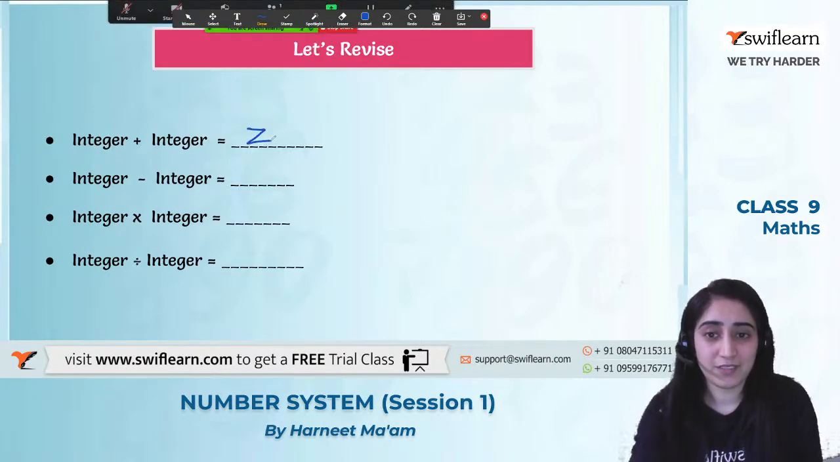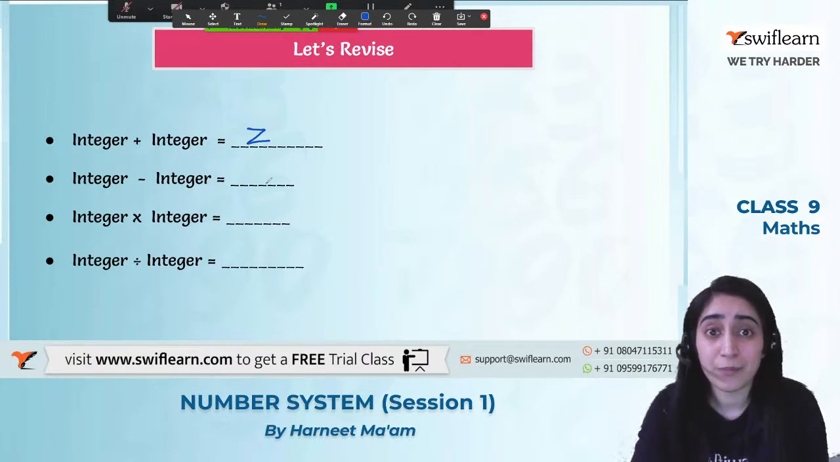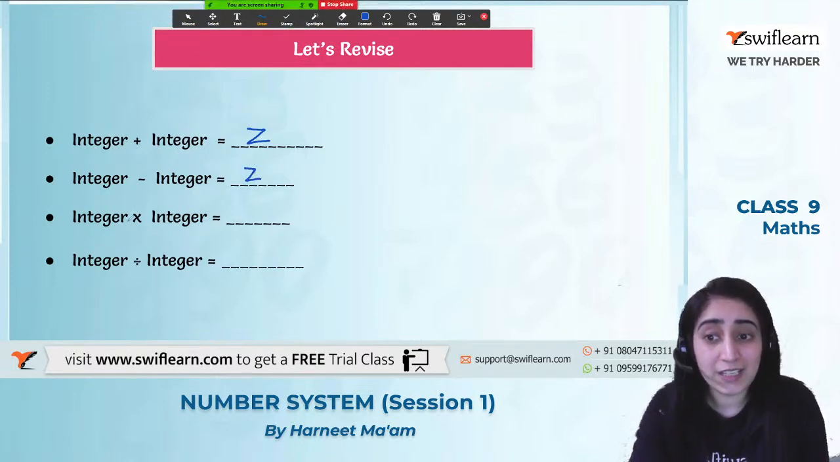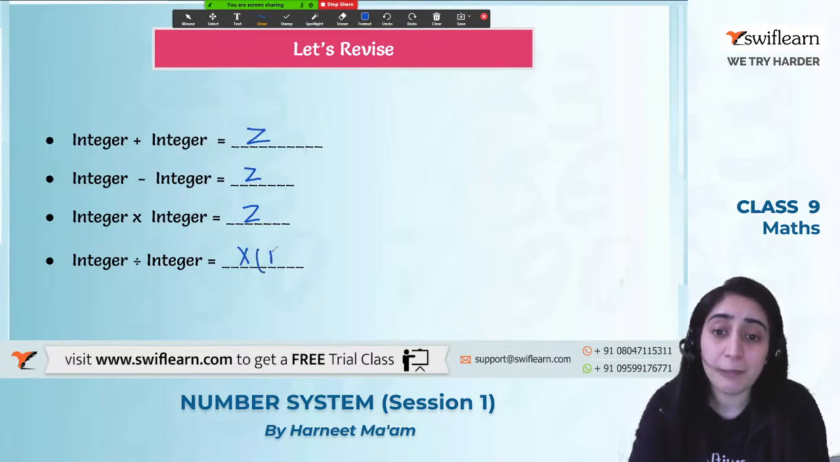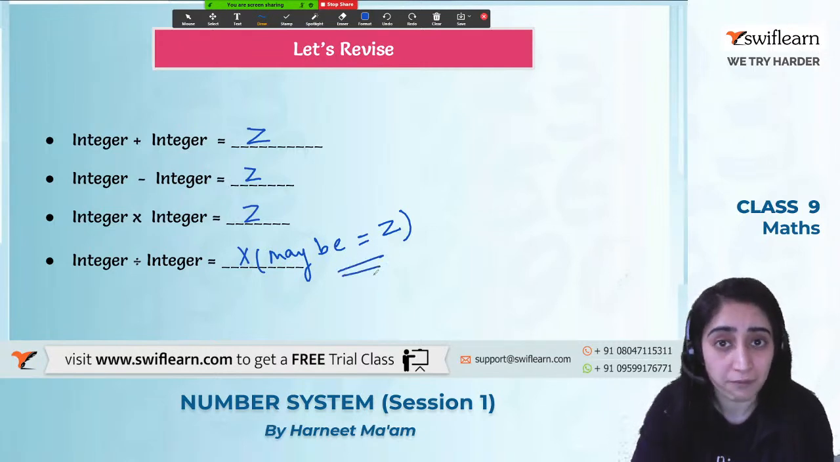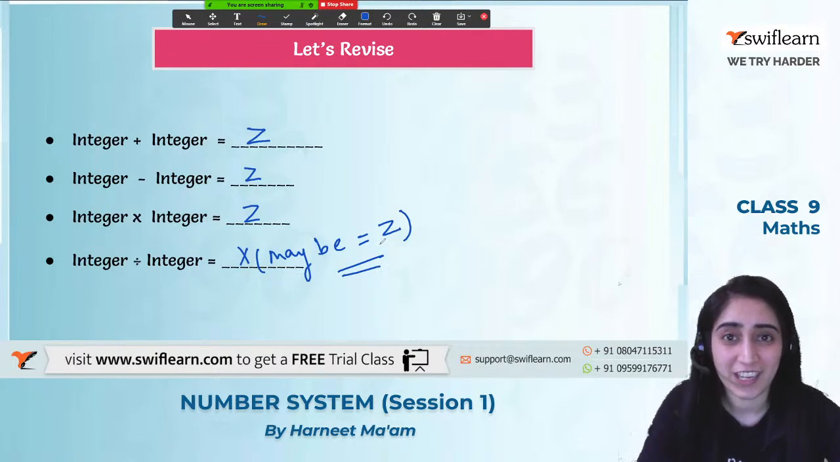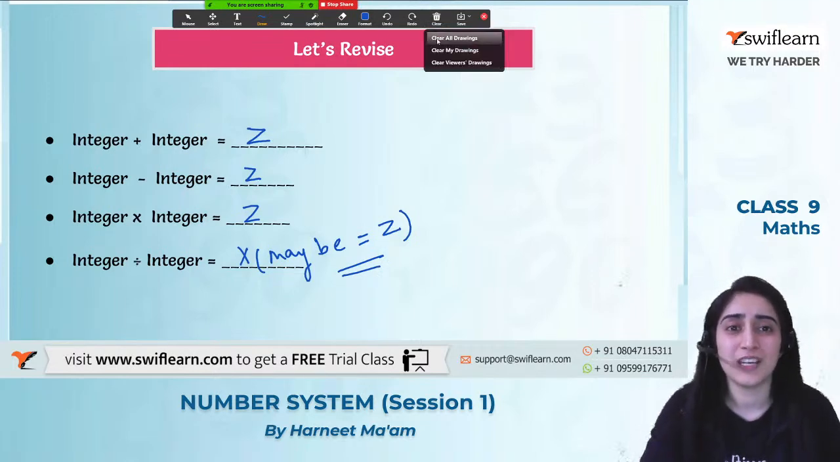Integer. I'm writing it with Z so that we remember their symbols. Integer minus integer is an integer. Integer into integer is an integer. Is it equal to an integer? No, it may be equal to an integer. That is not a rule. Clear? Yes? Okay, great. Moving on to the next thing.